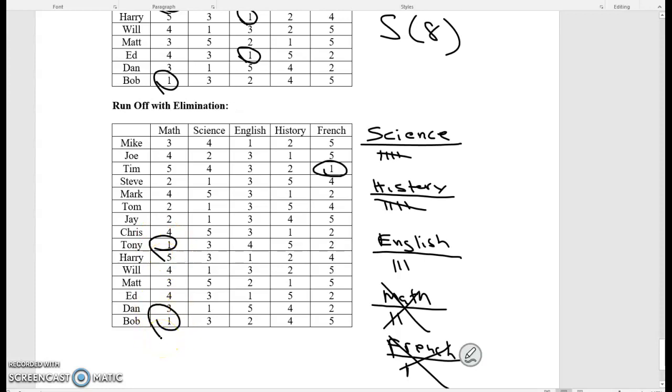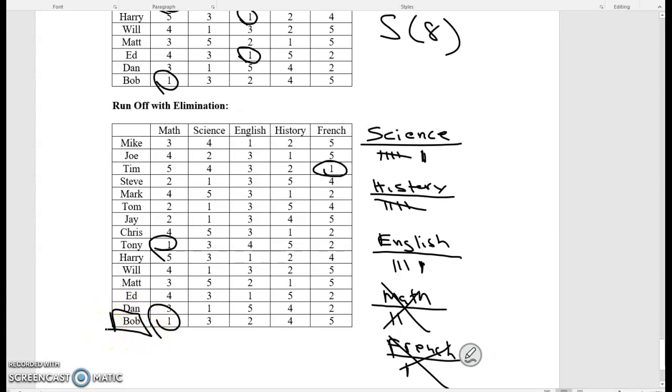Tony's second vote goes to French. French is gone. So Tony's third vote goes to science. So science gets it. Bob's second vote goes to English. So English gets it. So keep that in mind with Bob. Bob's vote went to English.